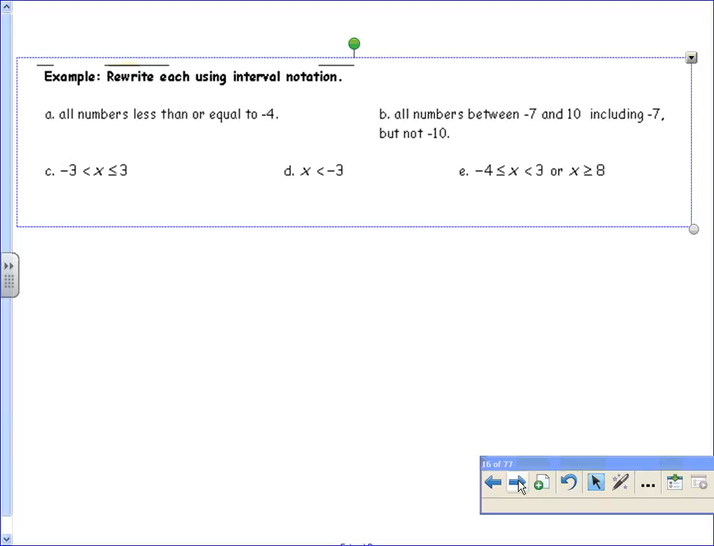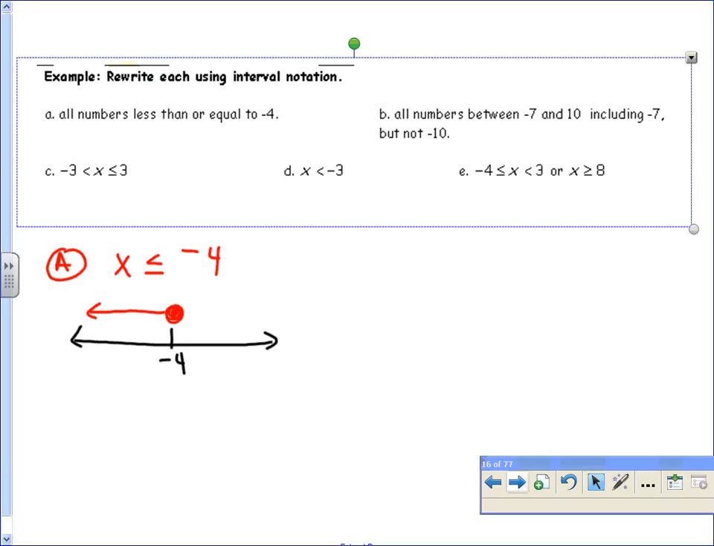Okay, so we have a couple of examples. The first one is all numbers less than or equal to -4. So if you're talking about the first example, all numbers less than or equal to -4, that can be rewritten as this. Okay, now on a number line, that looks like, here's my number line, here's -4, and I'm going to use a solid circle and shade to the left. Okay, so that's a number line for it.